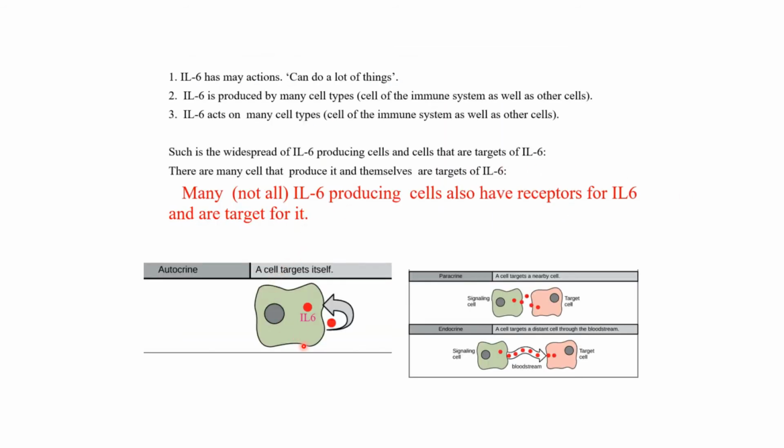Just a reminder about autocrine, paracrine, and endocrine. Autocrine is when the cell produces the interleukin in this case, and then the interleukin acts on the cell itself. Paracrine, the cell produces the interleukin and it acts on a cell nearby. Endocrine, the cell produces the interleukin, it acts on a cell far away. Well, not that far away, still within the body, but relatively speaking, much further than this one.